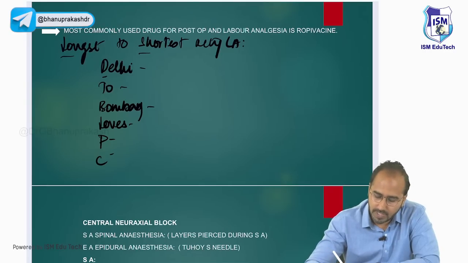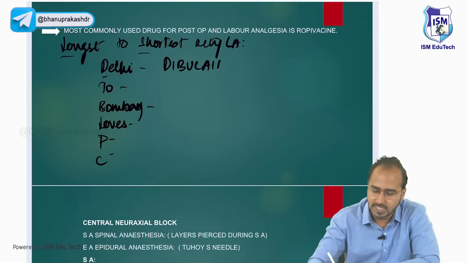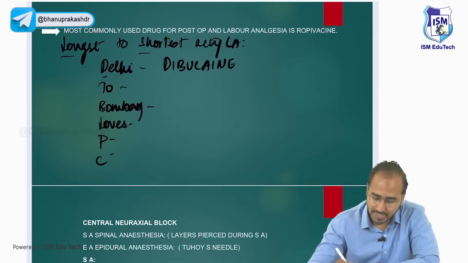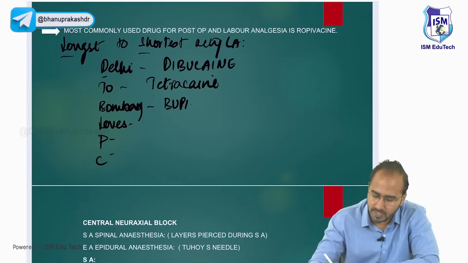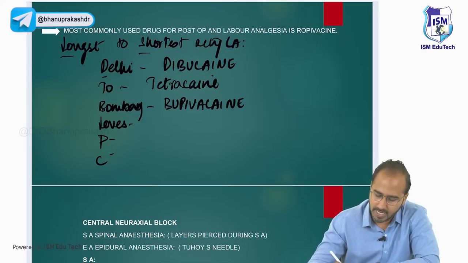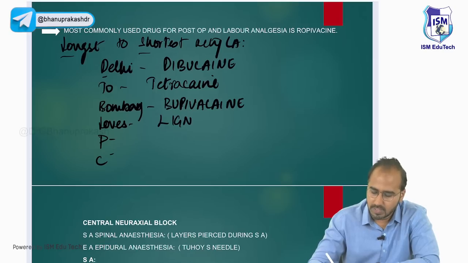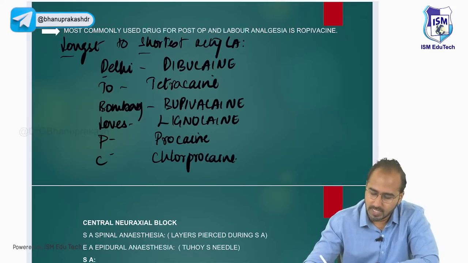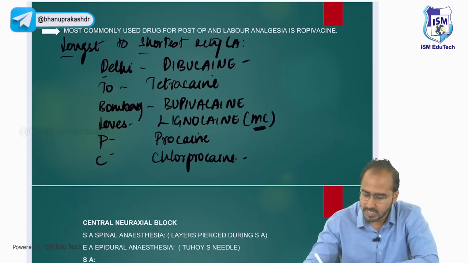In that, D stands for what? D stands for dibucaine. Dibucaine is the longest acting local anesthetic, longest to shortest. T stands for tetracaine. B stands for bupivacaine, ठीक है, loves, L stands for lignocaine, P stands for procaine, and last C stands for chlorprocaine. The longest acting is dibucaine, the shortest acting is chlorprocaine.